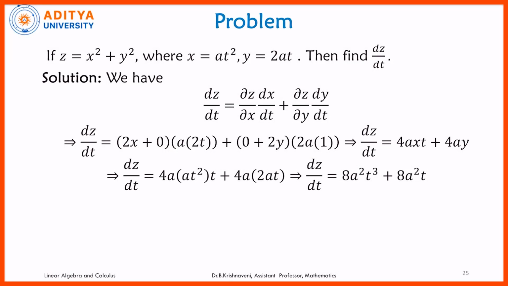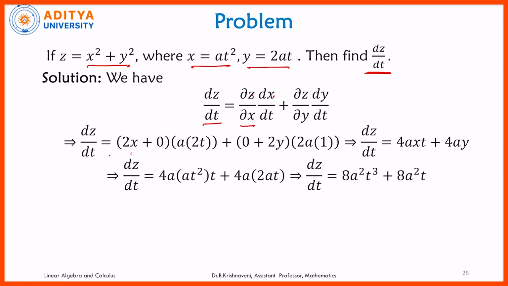So now let us understand the chain rule and total derivative by discussing these questions. If z is equal to x square plus y square, where x is equal to at square, y is equal to 2at, then find dz by dt. And we know that dz by dt is equal to dou z by dou x dx by dt plus dou z by dou y into dy by dt. First find dz by dt, which is equal to dou z by dou x. z is x square plus y square.